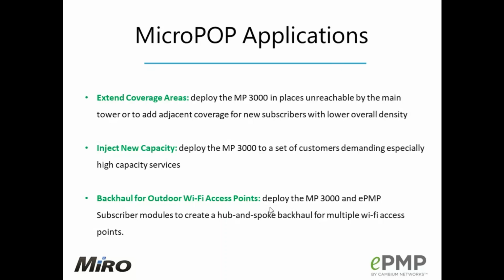You can use the MicroPOP 3000, from wherever your fiber breakout is, for instance, and then use that as a backhaul to multiple subscriber modules, which would obviously be connected directly to your outdoor wireless Wi-Fi access points. So, instead of having to cable up or lay down fiber to connect up all your outdoor wireless Wi-Fi access points, stick up a radio, a MicroPOP 3000, and obviously connect it up to the relevant subscriber modules, which will be located right next to your outdoor wireless Wi-Fi access points.